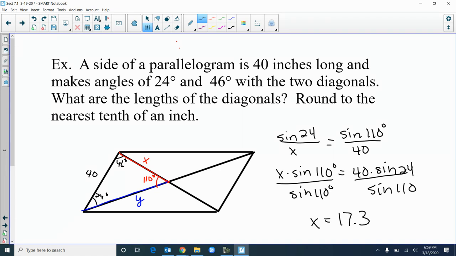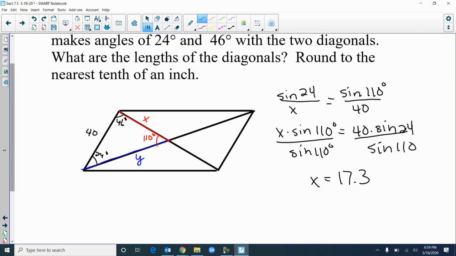Okay, now that's half of it. The question wants to know the length of the diagonal. You just need to double that. And the diagonal will equal not 17.3, but double that, which is 34.6.